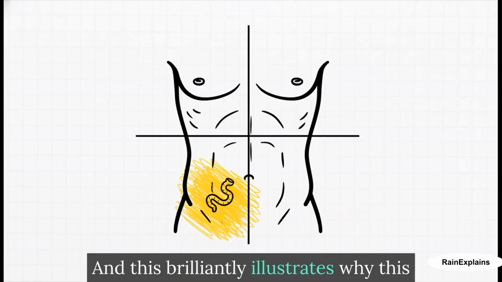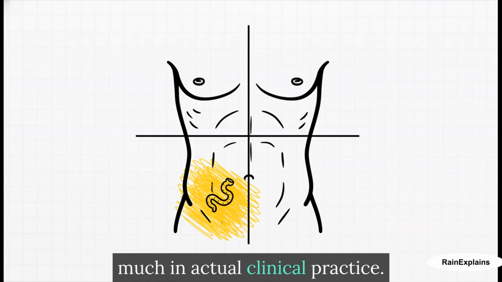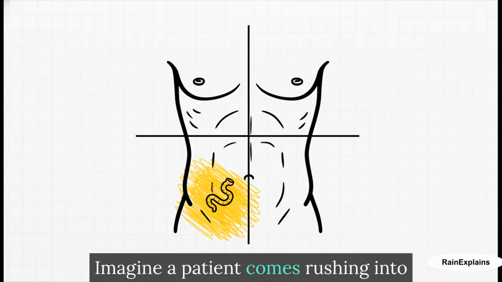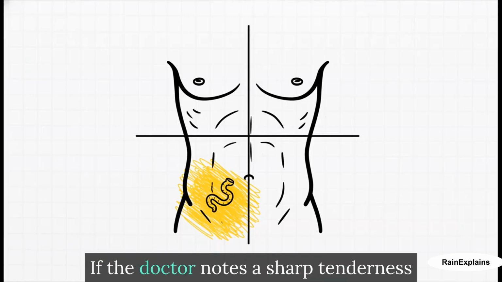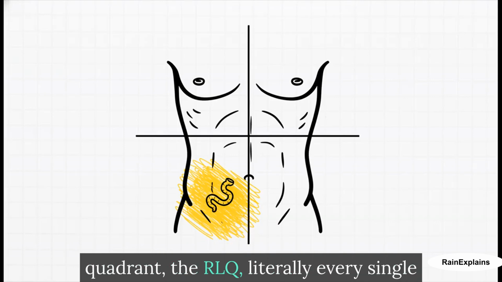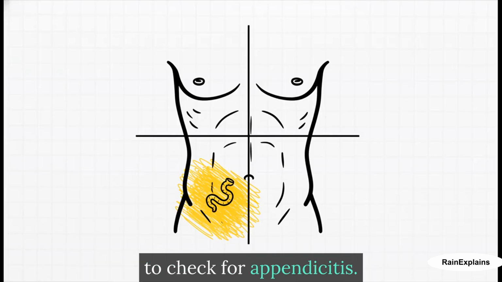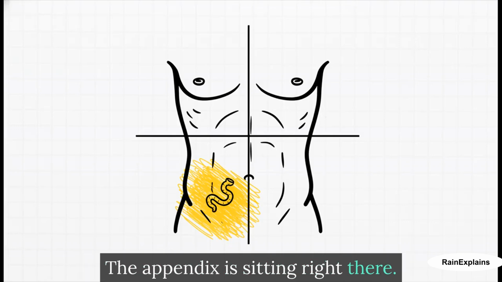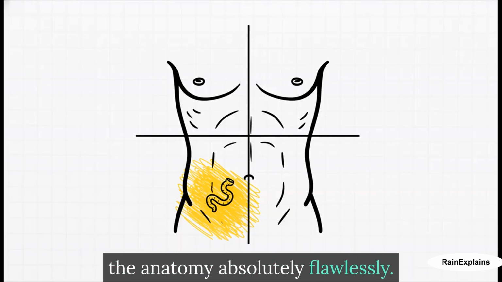And this brilliantly illustrates why this standardized map matters so incredibly much in actual clinical practice. Imagine a patient comes rushing into the emergency room with severe abdominal pain. If the doctor notes a sharp tenderness perfectly localized in the right lower quadrant, the RLQ, literally every single healthcare provider immediately knows to check for appendicitis. The appendix is sitting right there. This standardized terminology pinpoints the anatomy absolutely flawlessly.